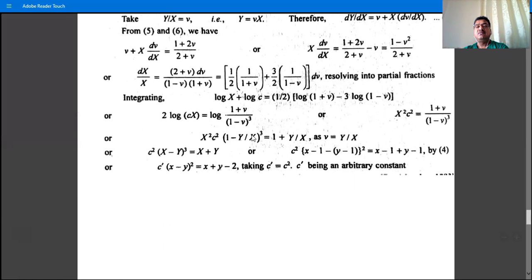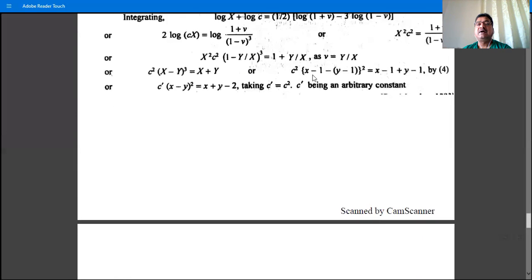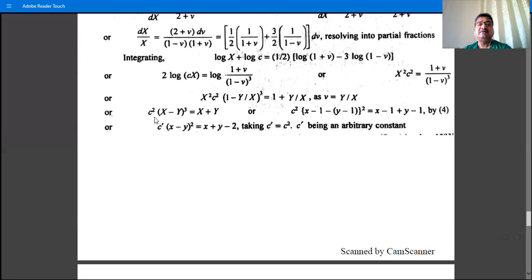Substitute this v as y by x, 1 plus v is equal to 1 plus y by x, after cancelling log of both sides. So substitute v as y by x, and then we have the simplification, c square, then x square as LCM. So x cube, then x square get cancelled. So we have x minus y bracket cube divided by x cube, and this x square get cancelled. We have x, and shift that x to RHS. And so we have 1 plus y by x means x plus y divided by x, and that x gets cancelled. So x plus y as RHS.